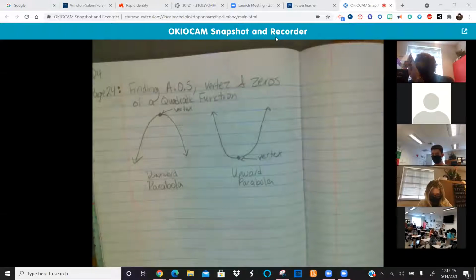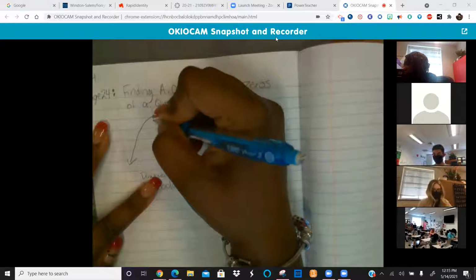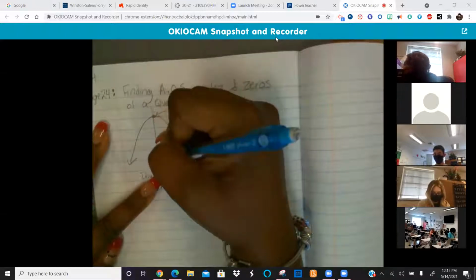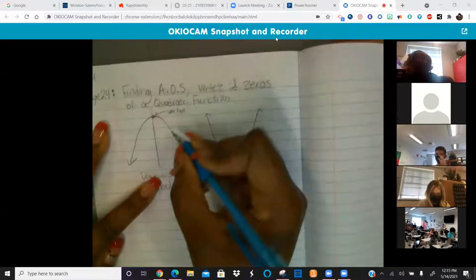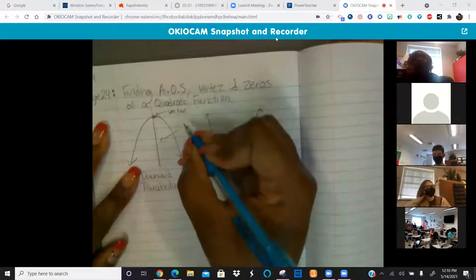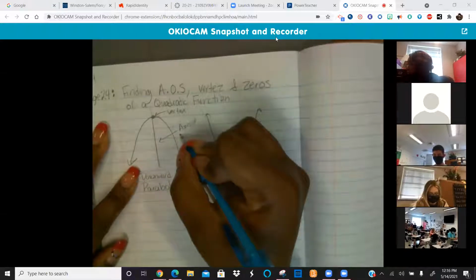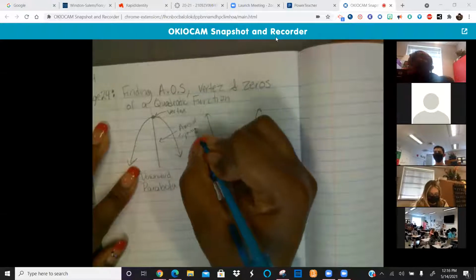The invisible line that cuts the parabola in half, what do you think that's called? Anybody remember what the invisible line is called? Your axis of symmetry. This invisible line that cuts the parabola in half is called the axis of symmetry. What's the abbreviation for axis of symmetry? AOS.